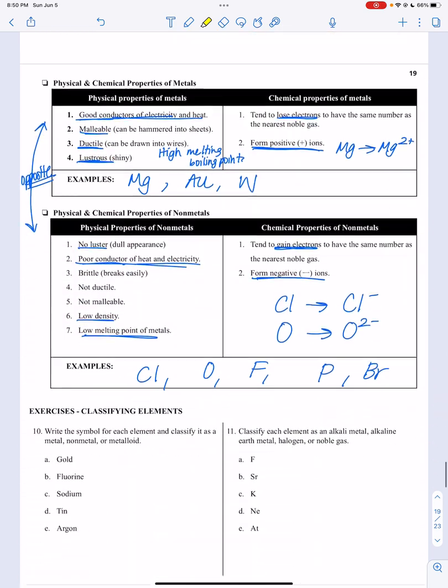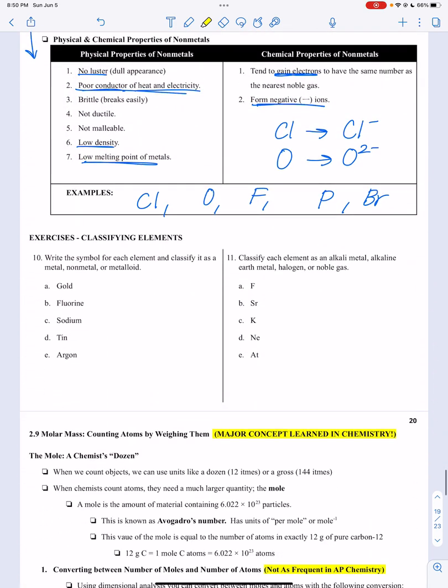All right, use this information to answer exercises 10 and 11, identifying things as metal, nonmetal, and metalloid. If you have any questions or concerns, please let me know.